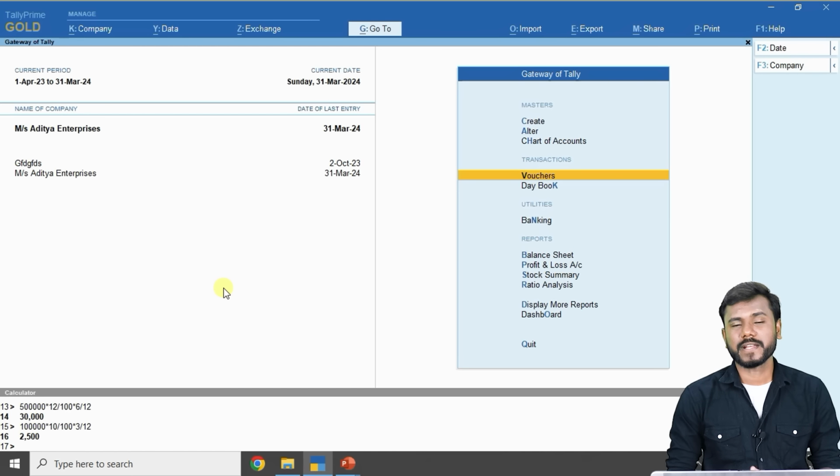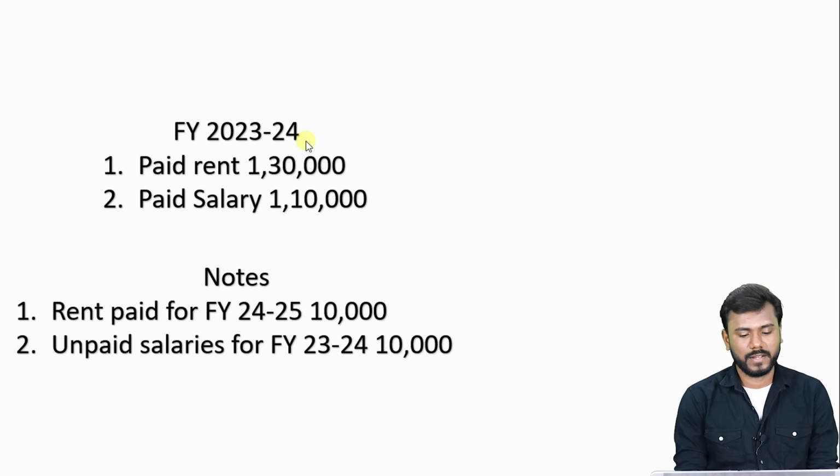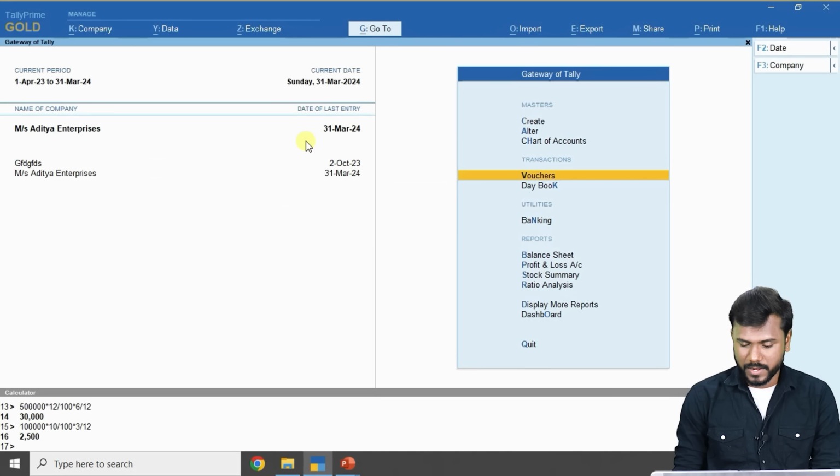Hello friends, welcome. In this video, we are going to discuss the adjustments that are related to prepaid and outstanding. If you see here on screen, you can see paid rent during the financial year, 1,30,000, and paid salary, 1,10,000. First, I will book these expenses, then I will explain recording adjustments.